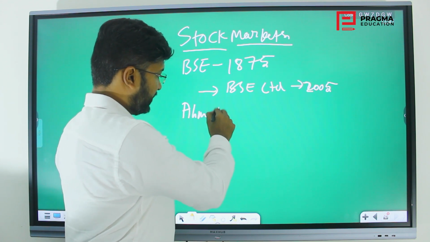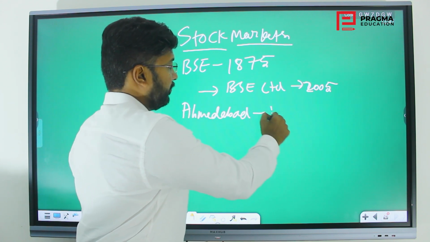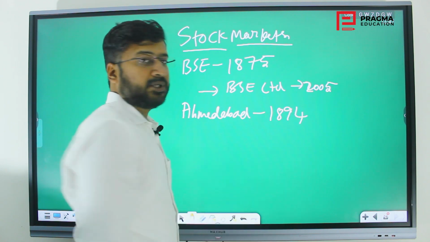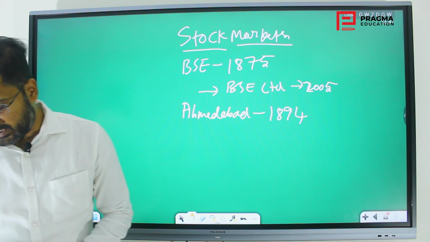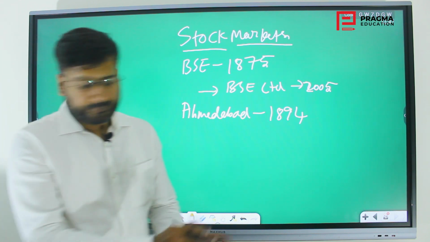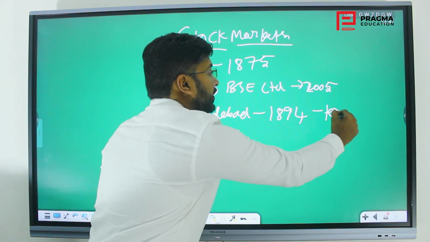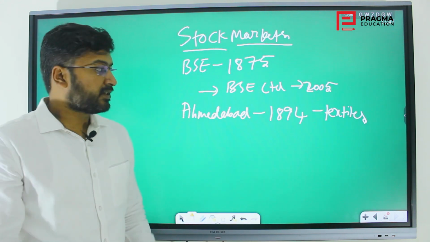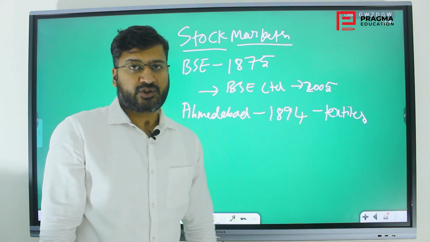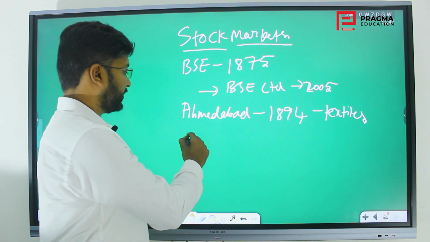And next oldest is Ahmedabad Stock Exchange. It was established in 1894. It was established especially for dealing of textiles and textile mills. Shares are being actively sold and bought on Ahmedabad Stock Exchange.